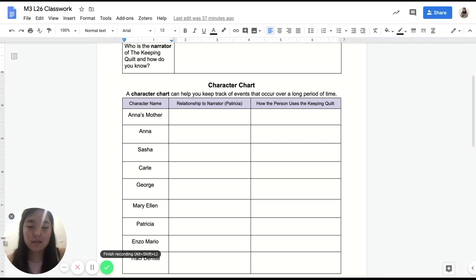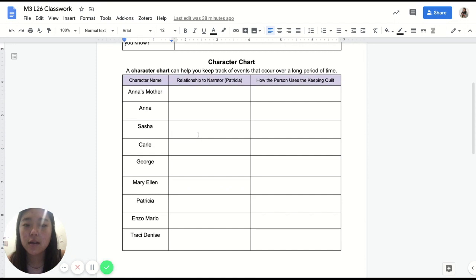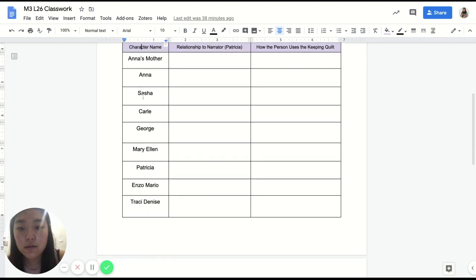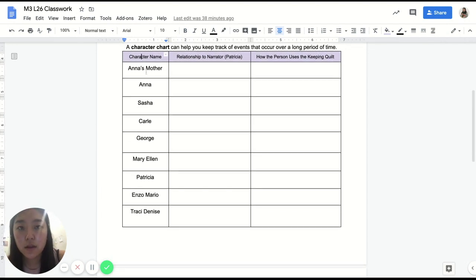Alright, so this next piece is the character chart, and this is going to help us keep track of the events that take place in this book, because throughout this book a long period of time has passed, and so this part of your classwork should also help you answer these three questions up here. And so again, I have that stated up here so you can reread it to understand the purpose of this character chart. And so on the first column, you see all the characters' names throughout the text. So you see Anna's mother, Anna, Sasha, Carl, George, Mary Ellen, Patricia, Enzo, Mario, and Tracy Denise.